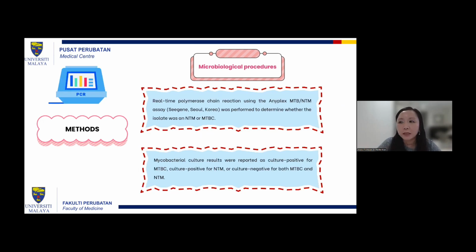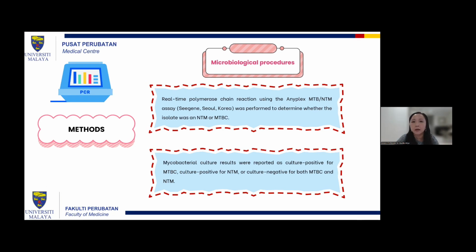If there was growth in mycobacterial culture, we performed a real-time PCR assay to determine whether the isolate was an NTM or MTBC. The real-time PCR assay that we use is the Anyplex MTB/NTM assay. This is a commercial kit from South Korea. It's a very good PCR assay. We would then report the mycobacterial culture results as culture positive for MTBC, culture positive for NTM, or culture negative for both MTBC and NTM.